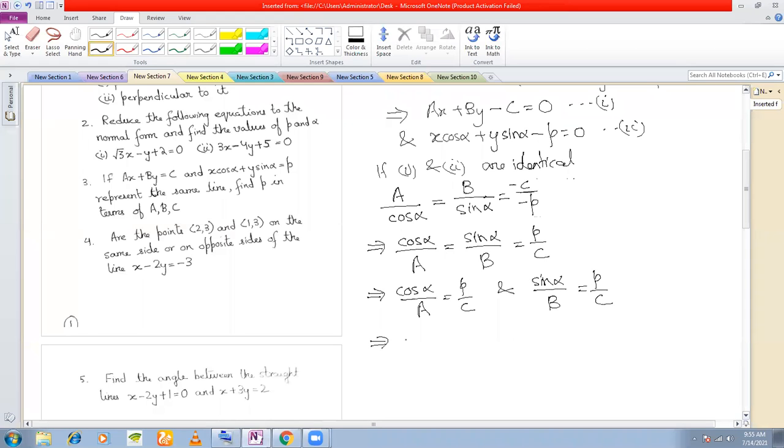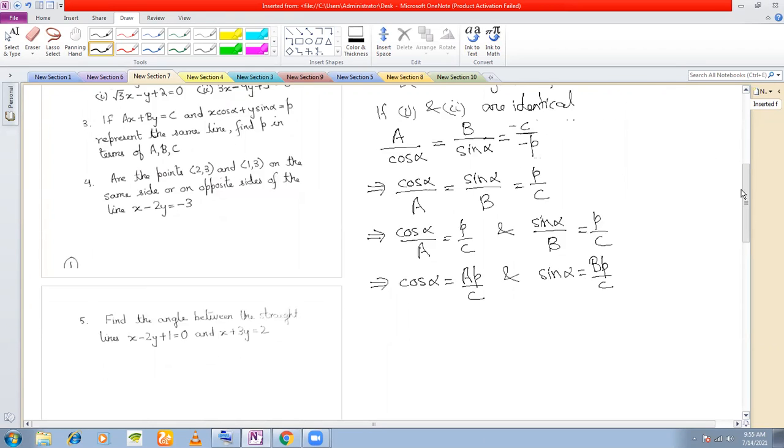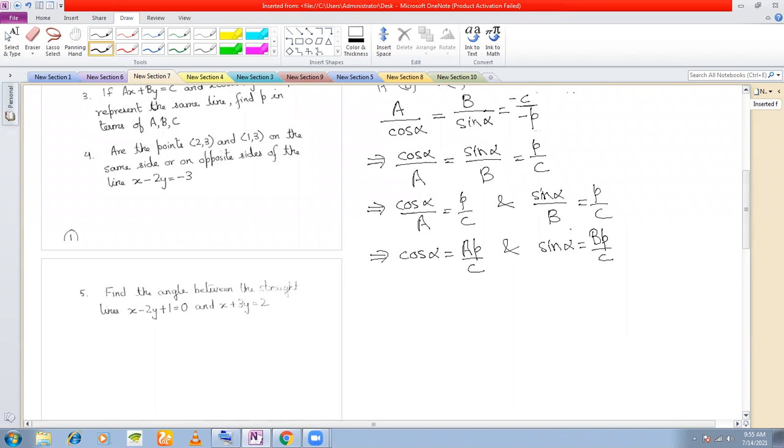So from here you can get the value of cos alpha. Cos alpha is ap by c, and sin alpha is bp by c. Now if you want to express p in terms of a, b, and c, you don't want alpha there, right? So you want to remove alpha. How to remove alpha? You know that cos square alpha plus sine square alpha is equal to 1. This relation will help you remove alpha between these two.